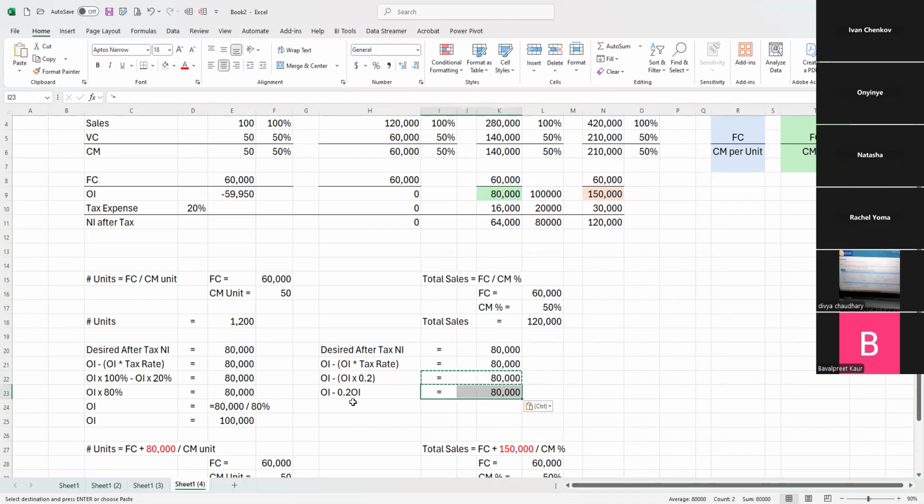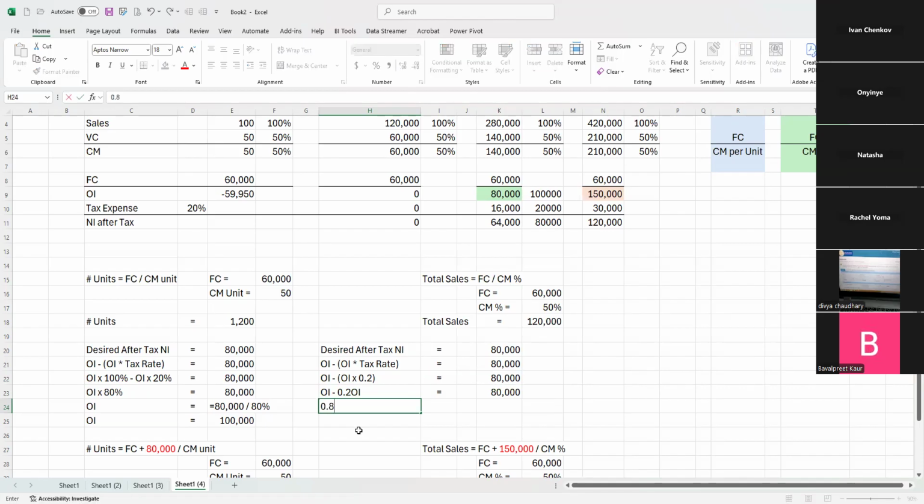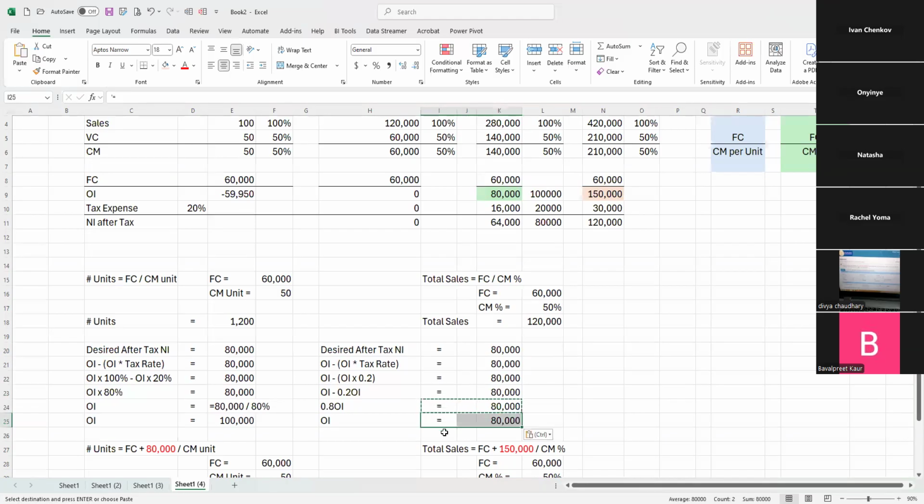Make sense? Yeah. So how much do I have now? Operating income minus 0.2 operating income, that's going to give me 0.8. So operating income minus 0.2 operating income, that is always a 1. So that will give me 0.8 operating income equal to 80,000, correct? So now operating income is going to be equal to 80,000 divided by 0.8.